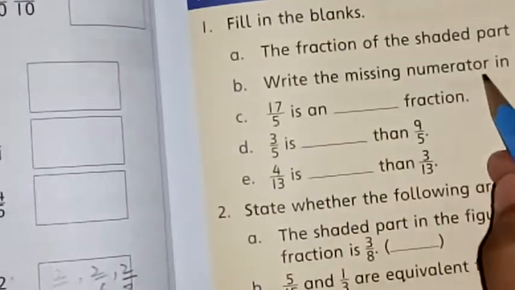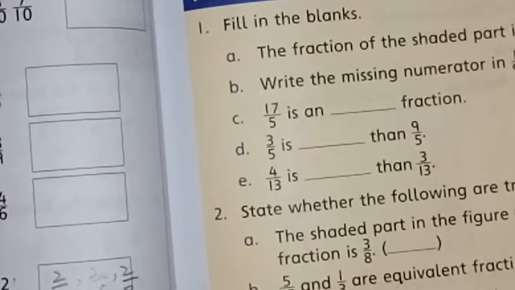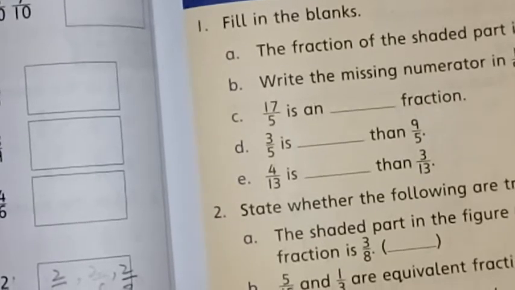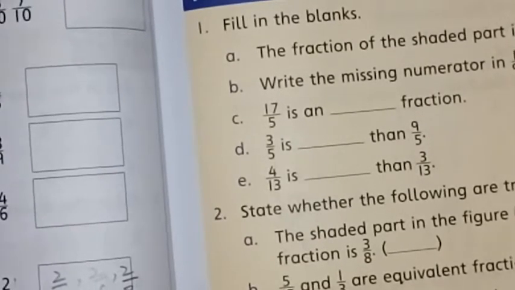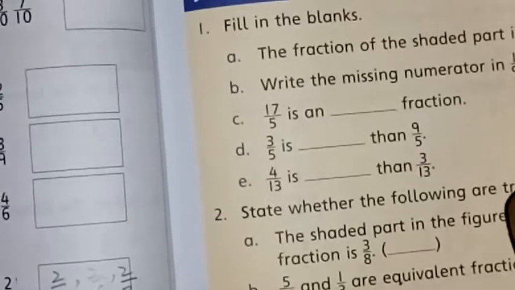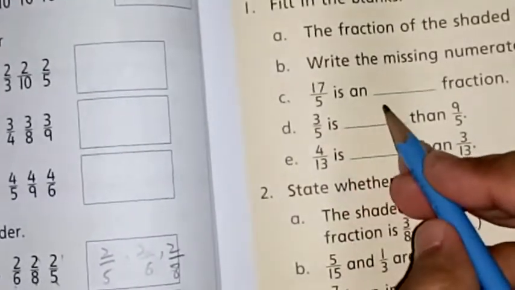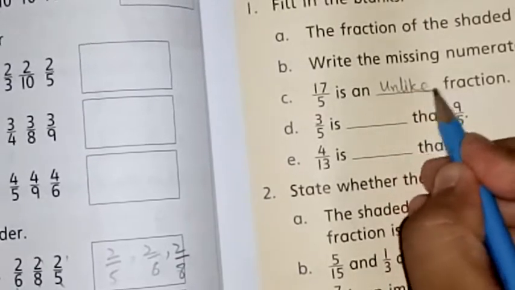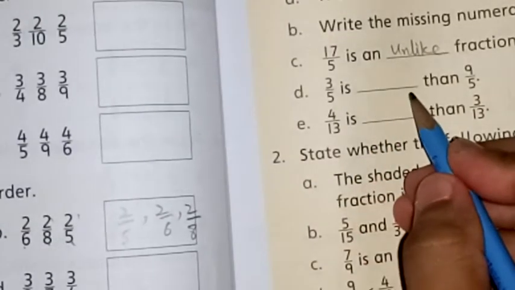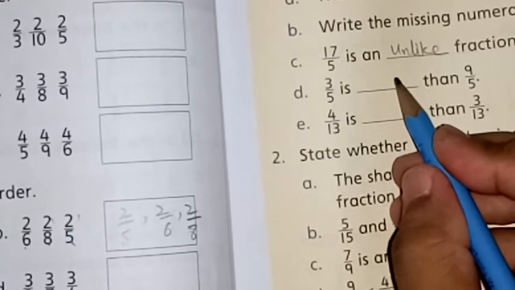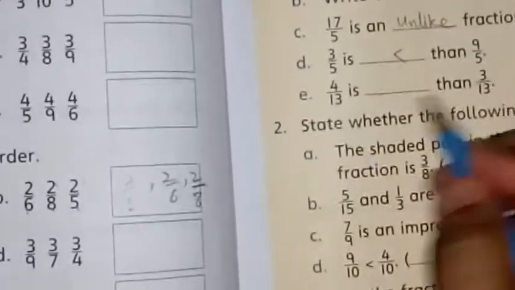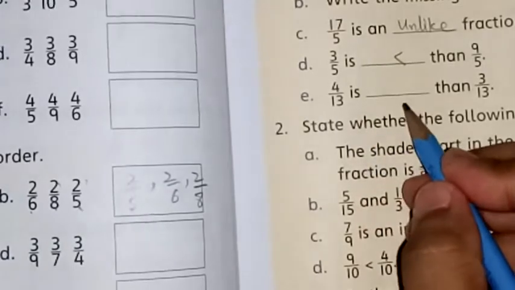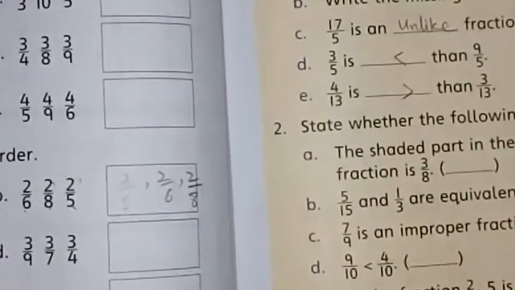Write the missing denominator in 1 by 9 is equal to 3 by 27. 3 nines are 27, 3 ones are 3. It is an equivalent fraction. 17 by 5 is an unlike fraction. 3 by 5 is less than 9 by 5. 4 by 13 is greater than 3 by 13.